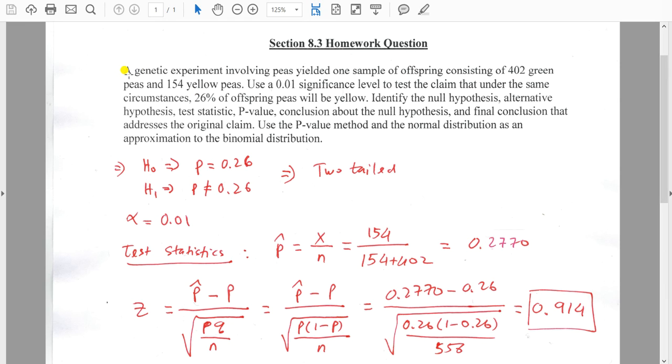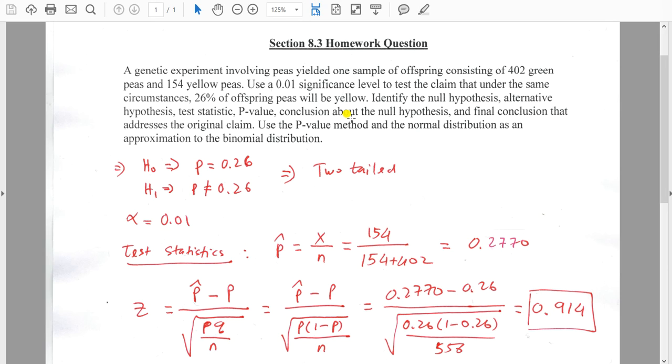So the question asks, a genetic experiment involving peas used one sample of offspring consisting of 42 green peas and 154 yellow. Now they're asking us to use a 0.01 significance level. 0.01 here is the alpha, to test the claim that under the same circumstances 26% of the offspring peas will be yellow. Now remember, when we use the p-value method, we are trying to decide whether we reject the null hypothesis or we do not reject the null hypothesis.